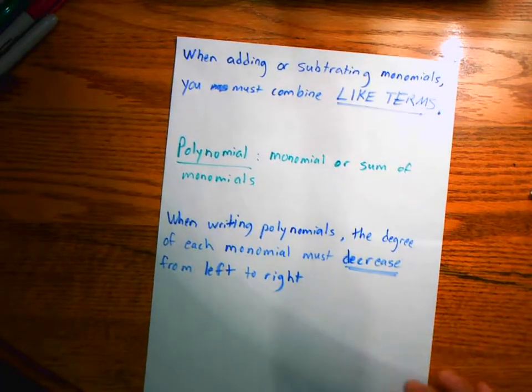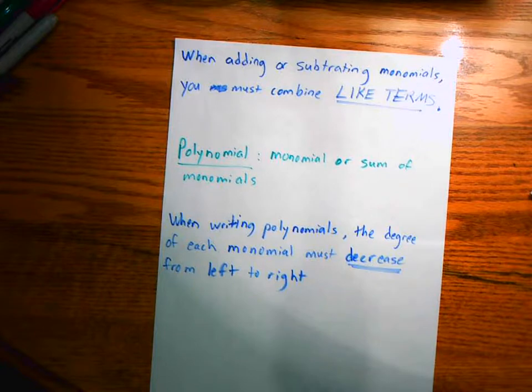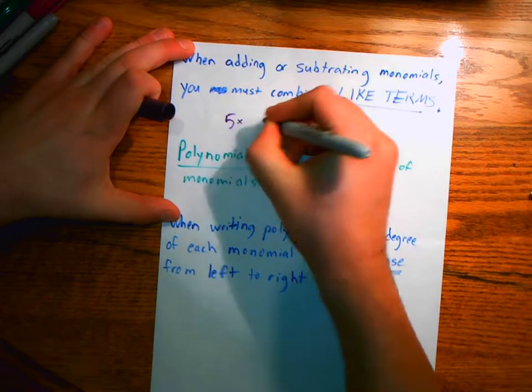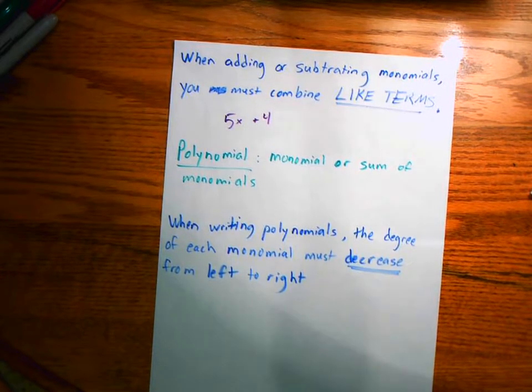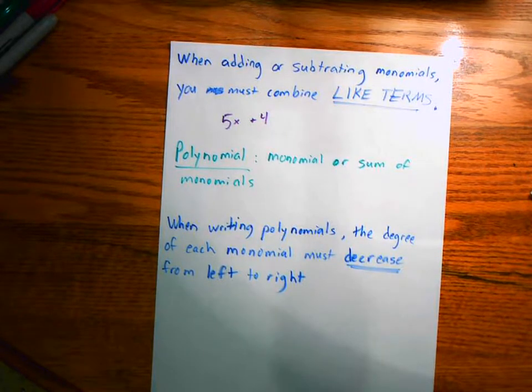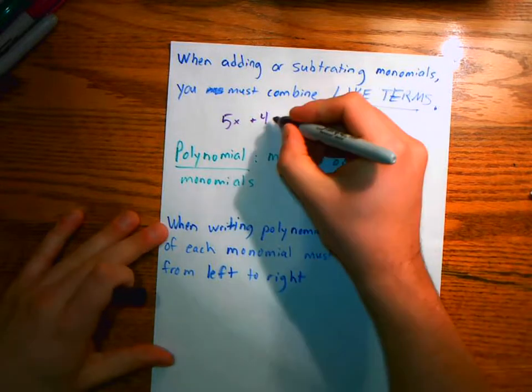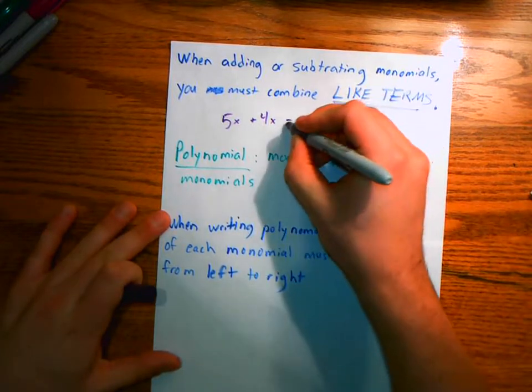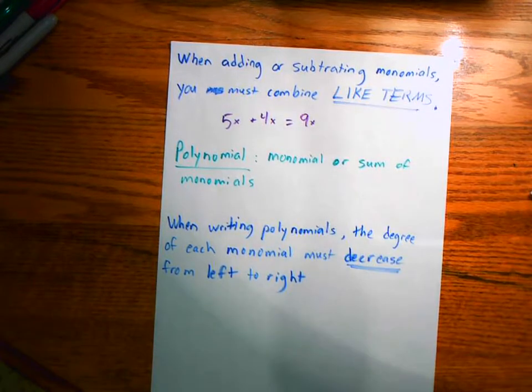When you want to add or subtract any two monomials together, you have to combine the like terms together. If you go back to the last example, you have 5x and let's say plus 4. These are not like terms because this one has an x and that one does not. It's like adding apples and oranges. So you cannot combine those together. But let's say if this was a 4x, then you would be able to add up the like terms together and you would have a 9x.